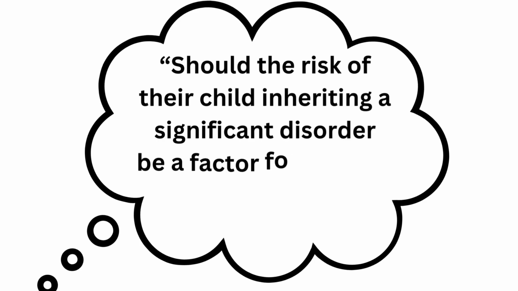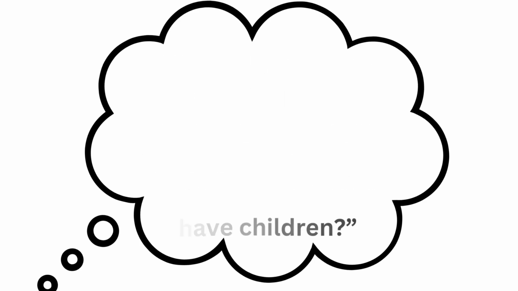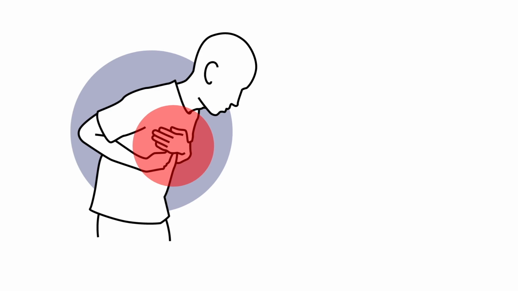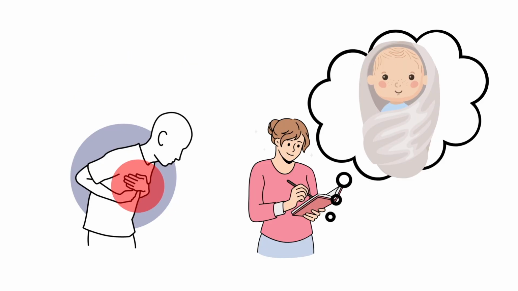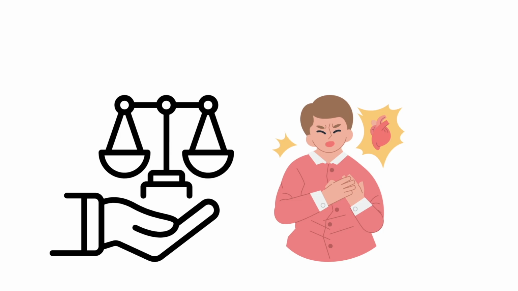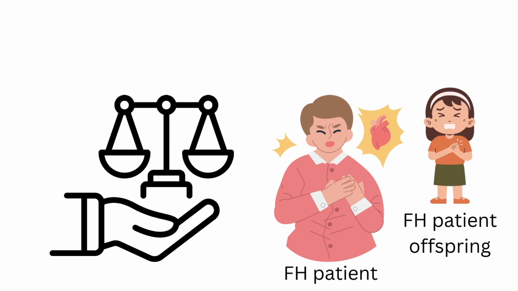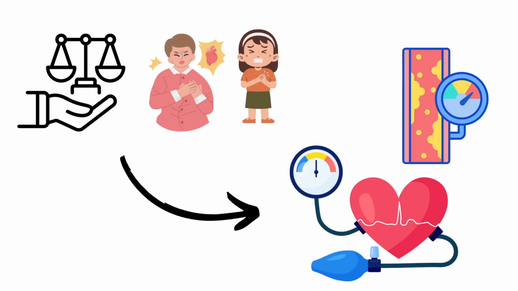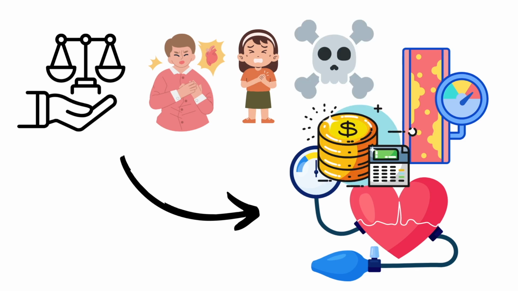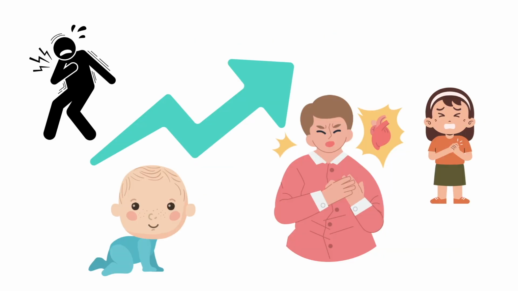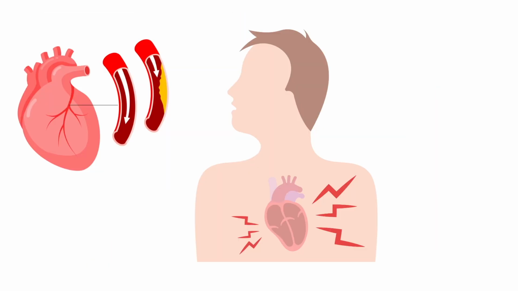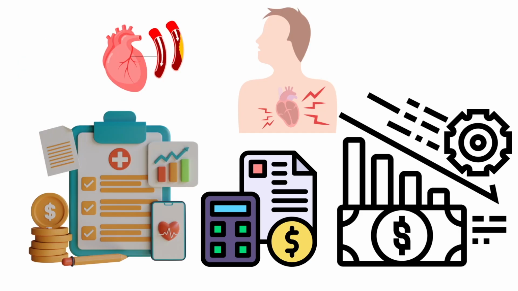Should the risk of your child inheriting a significant disorder be a factor for couples deciding whether to have children? People with familial hypercholesterolemia should definitely factor in their disease into their decision of having children. There are many ethical implications of having children as an FH patient. Having a biological child as a person with familial hypercholesterolemia means running the risk of the child inheriting the disorder, along with all the health risks, symptoms, financial, and social burden. Having the disease causes an increased likelihood of coronary heart disease at a young age. In the United States, coronary heart disease is the leading cause of death.